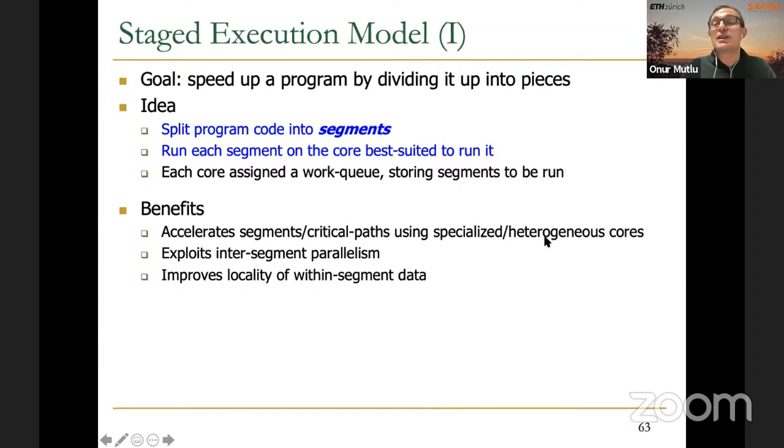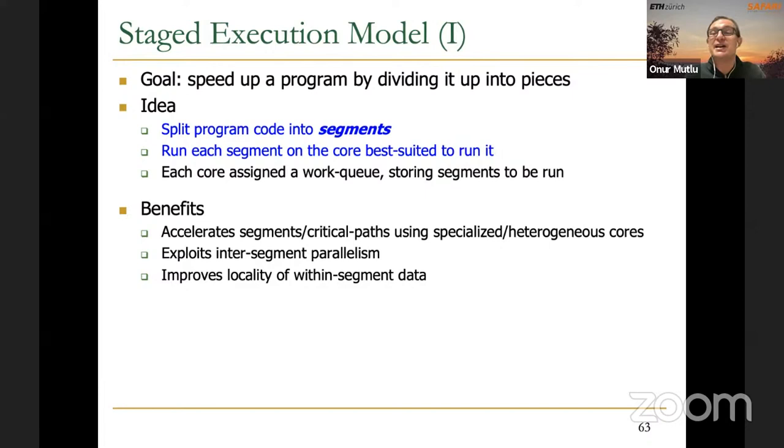And it can improve the locality of within segment data, as we discussed, right? By ensuring that the segments that operate on the same data execute on the same core, you improve the locality of within segment data, as we have seen with accelerated critical sections, right? Things that touch the same lock and same shared data execute on the same core. That's the same idea. But you can generalize this for any type of data. The data doesn't need to be just lock and shared data. It could be any type of data, right?